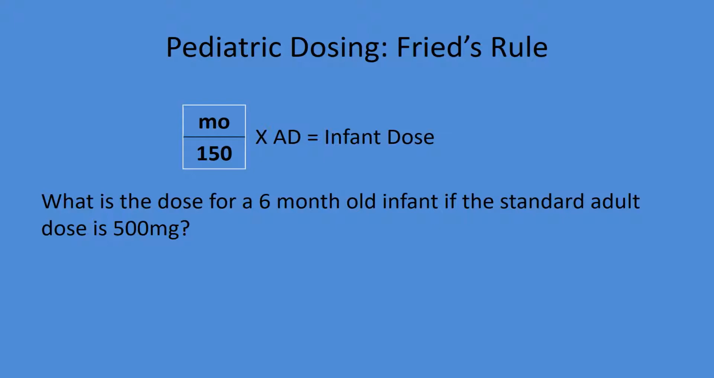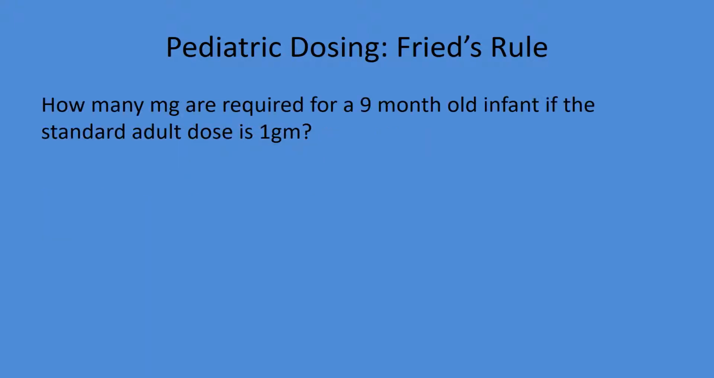So for this example, what is the dose for a 6-month-old infant if the standard adult dose is 500 milligrams? All we have to do is put 6 months over 150 and multiply by the adult dose. We'll round this to the nearest milligram. So for a 6-month-old baby, they'll only get about 20 milligrams, as opposed to an adult, who will get 500 milligrams.